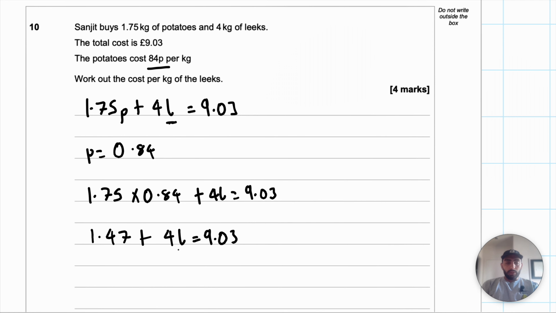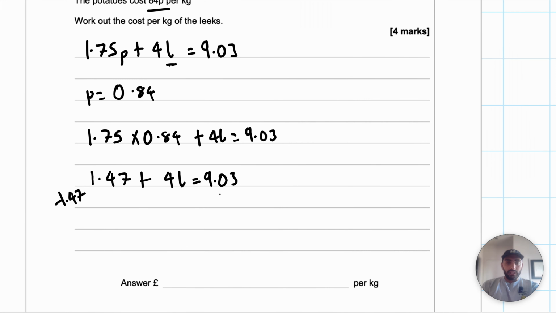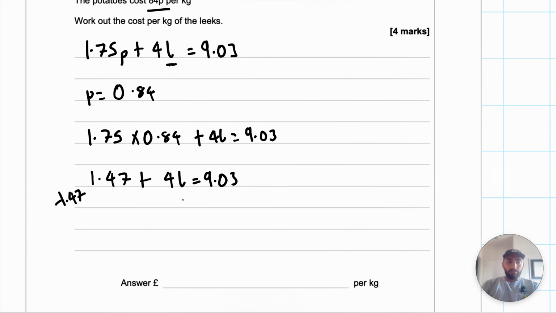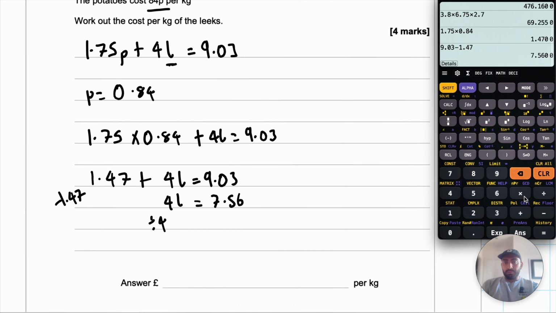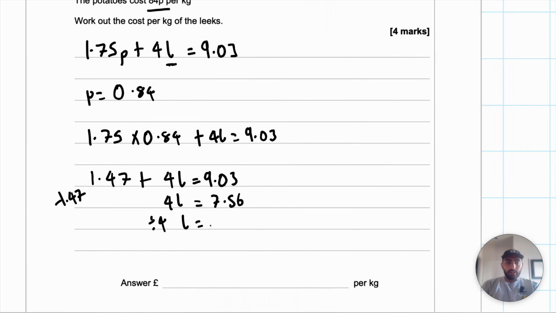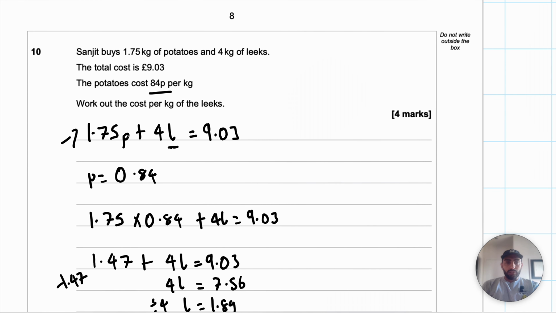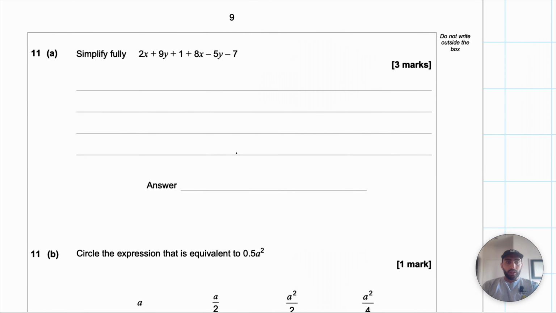So the L is being multiplied by this 4 and then we're adding 1.47. So we need to take away this 1.47 first and then we'll divide by the 4. So take away 1.47 from there. That's 7.56 is equal to 4L. Just need to divide both sides by 4 and then we get what L is. So divide this answer by 4, which is 1.89. So the leeks are £1.89 per kilo. And the way you can check this, you can substitute both of these into this first one and it should give you £9.03.